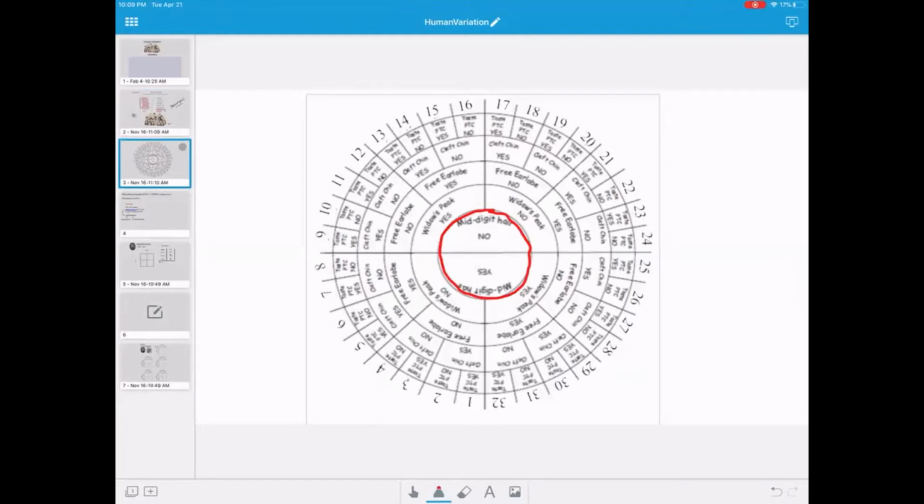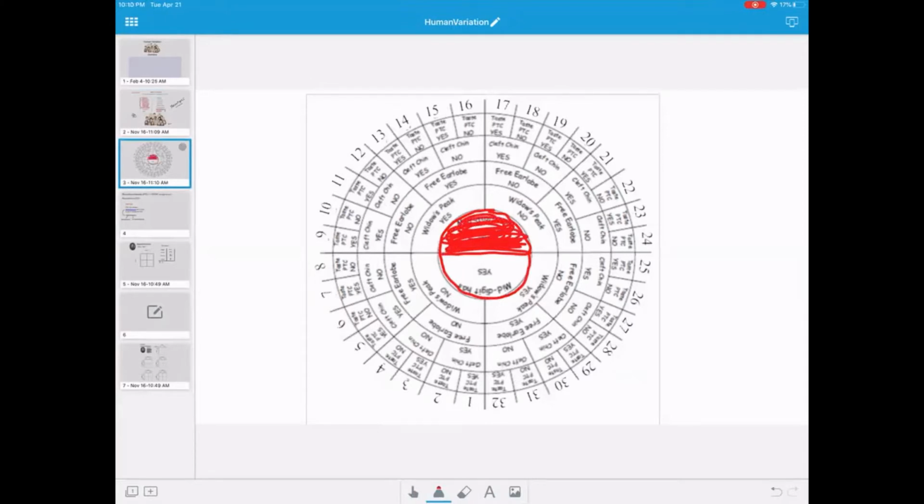The top half of the circle says no, the bottom says yes, kind of upside down. Now me, I've already gone through my traits, so I know that I have no mid-digit hair. So I want to color that section in, but not the yes section. So I'm just going to color in my half circle right there. There we go.